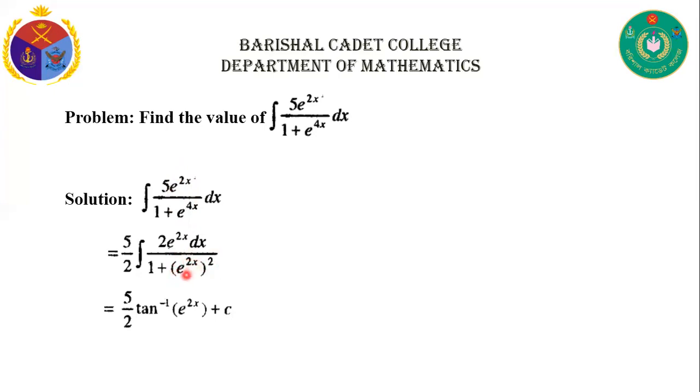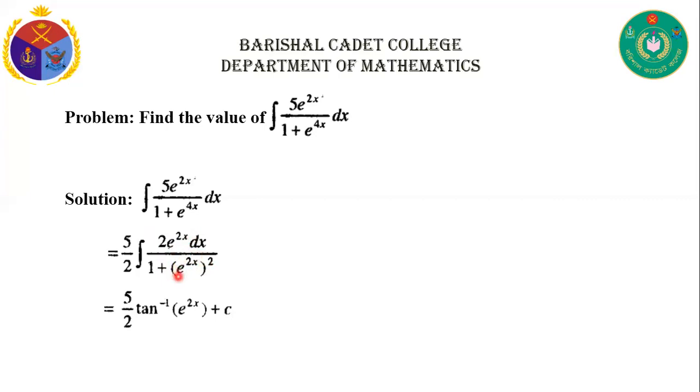So here we take e to the power 2x as z, then the differentiation of z is 2 e to the power 2x. It is upper right. Now we skip the let and the derived part, because you have to be smart about your calculation, as you don't have so much time for this. So the 1 plus e to the power 2x whole square.